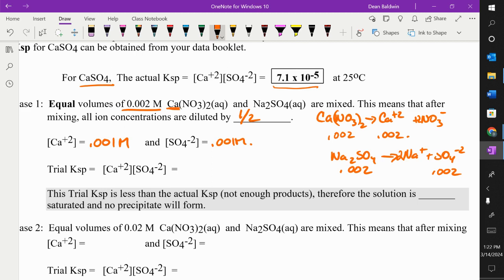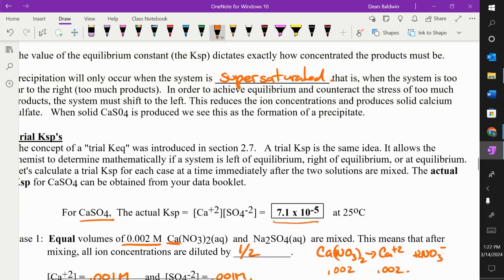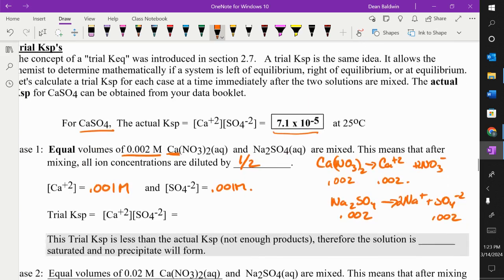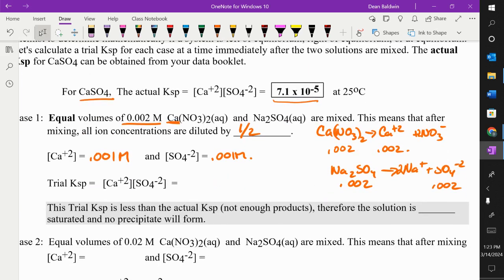So now that we know the concentrations, we can calculate our trial KSP, because this is the reaction we're looking at, right? This is the reaction. They both have coefficients of 1, so we're not squaring anything. So the KSP is just the concentration of calcium times the concentration of SO4, which is 0.001 times 0.001, which gives me 1.0 times 10 to the minus 6. That's our trial KSP.